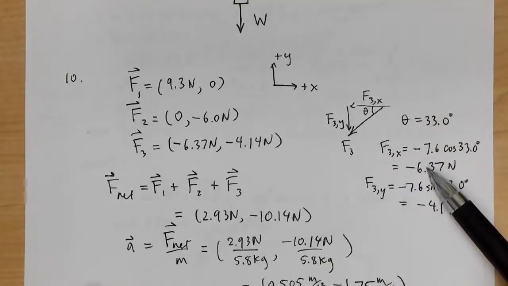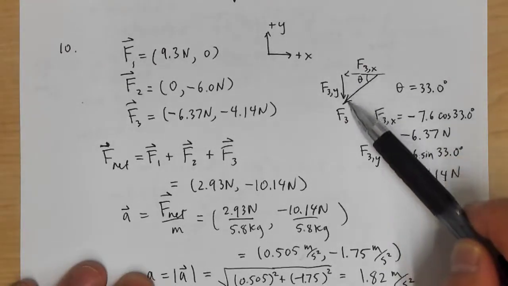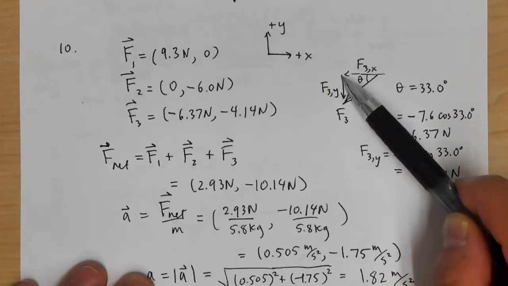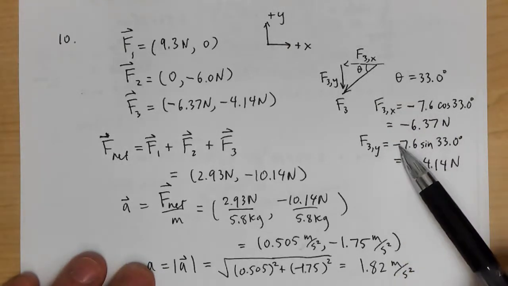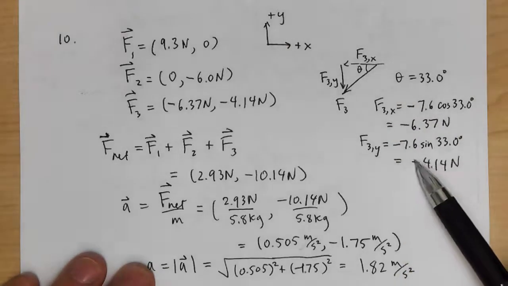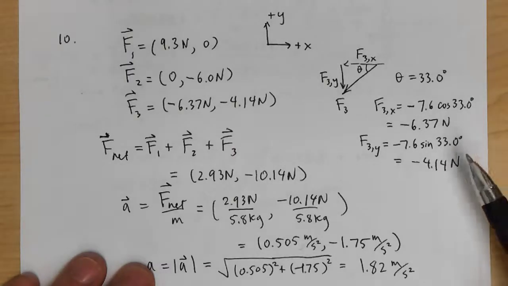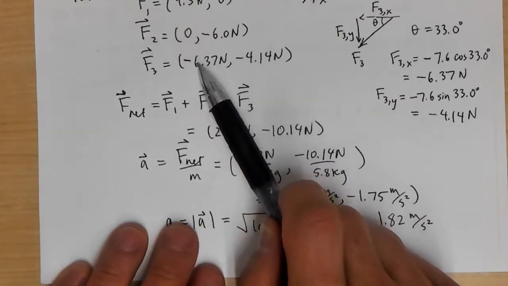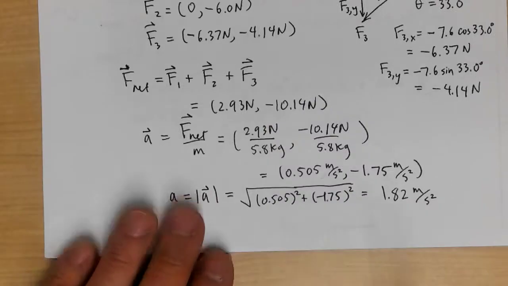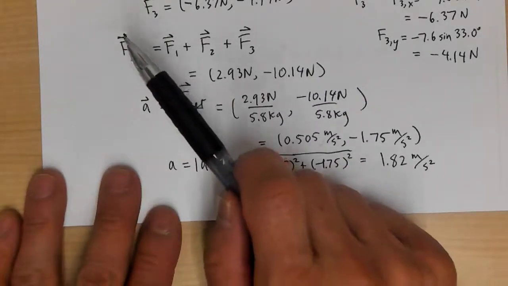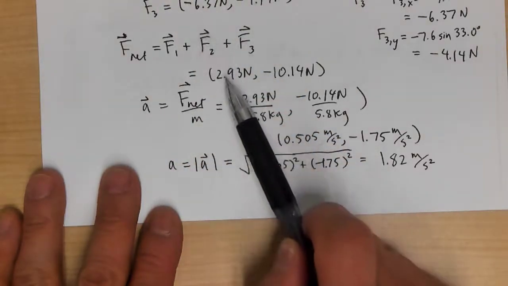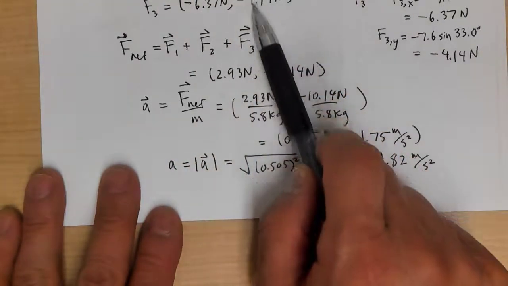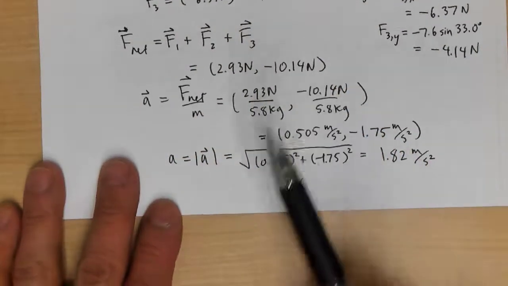That comes up to negative 6.37 newtons. Now this component here, the vertical component, is negative because it's going down, and it's the opposite side to theta, so we have negative 7.6 times the sine of 33. That comes up to negative 4.14 newtons. So the components are negative 6.37, comma negative 4.14. And now we take the sum of these three forces, add the components together. The x components come out to 2.93. The sum of the y components comes out to negative 10.14.